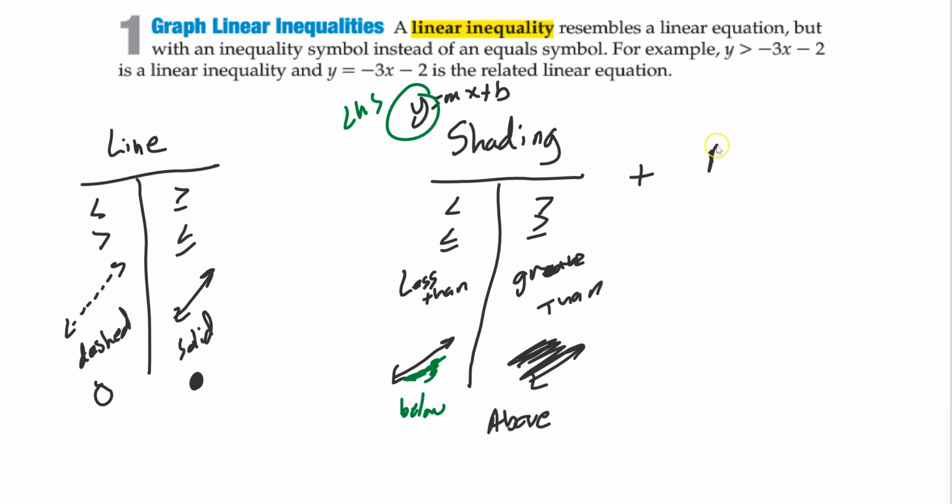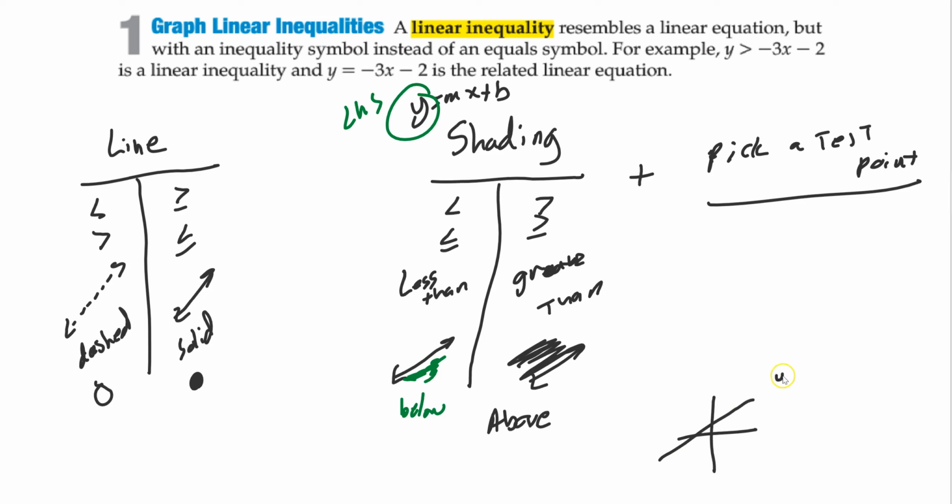We can do what's called, you pick a test point. This way it always works. It doesn't matter what the notation is. So the best way to show you is by example. Let's just say I have a line that looks like this: y is greater than, let's say, x plus 2. Now I wonder if I want to shade above or below this.